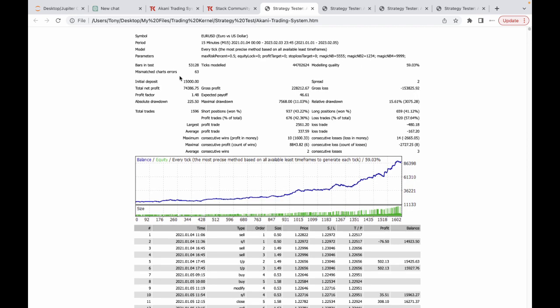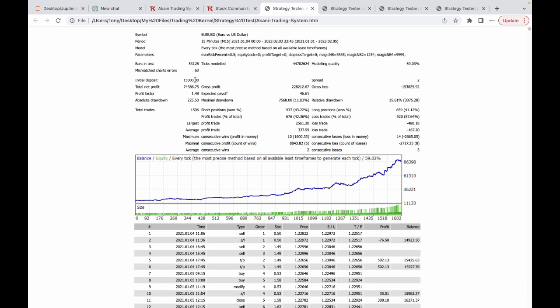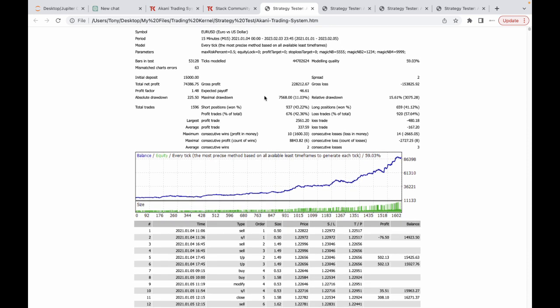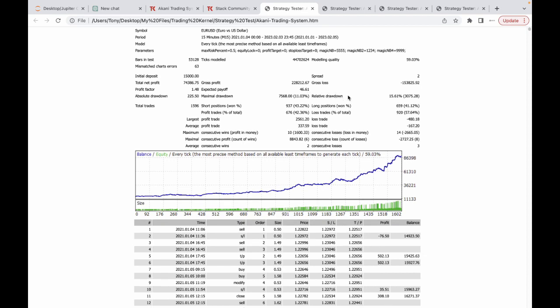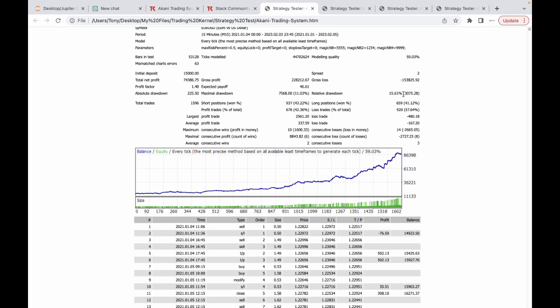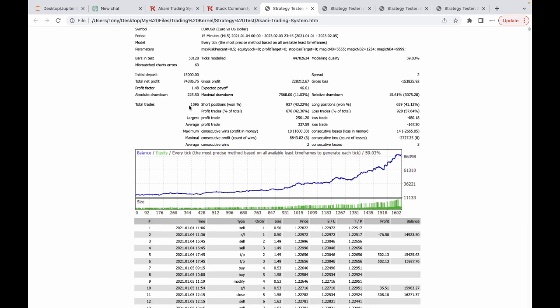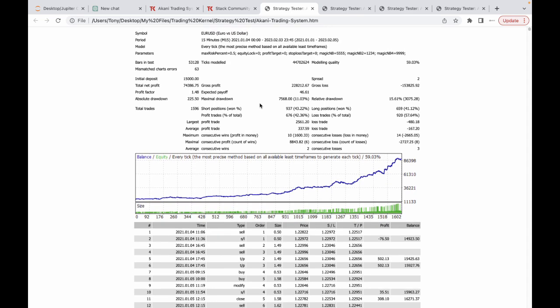You can see we had an initial deposit of $15,000, and we had a total net profit of about $74,386. We have a maximum drawdown of 11.03%, and we also had a relative drawdown of about 15.61%. We had a total of about 1,596 trades within the period of 2 years.